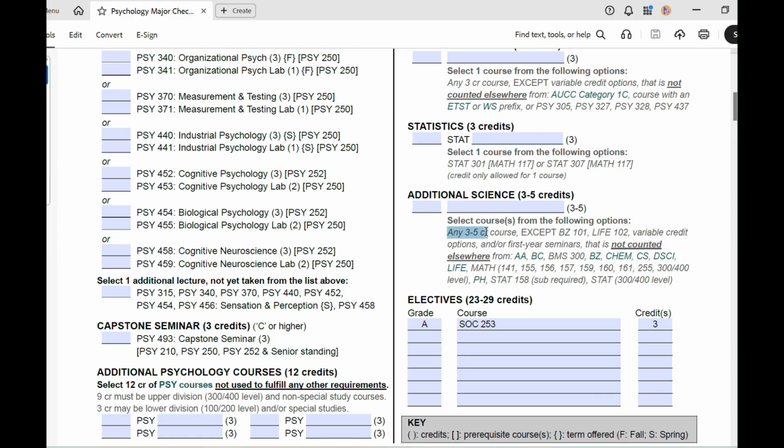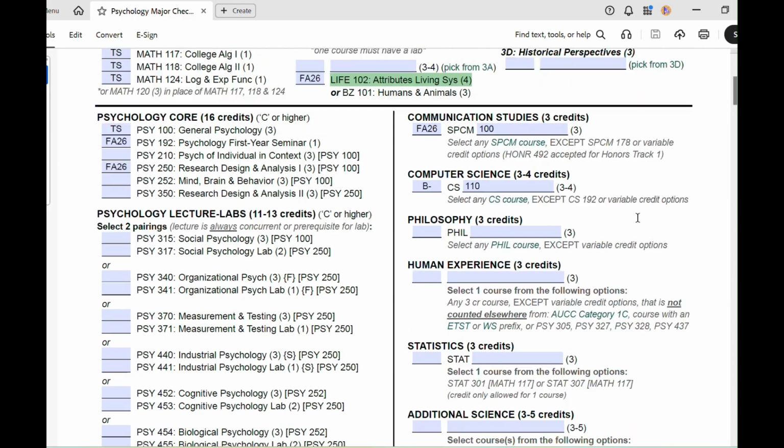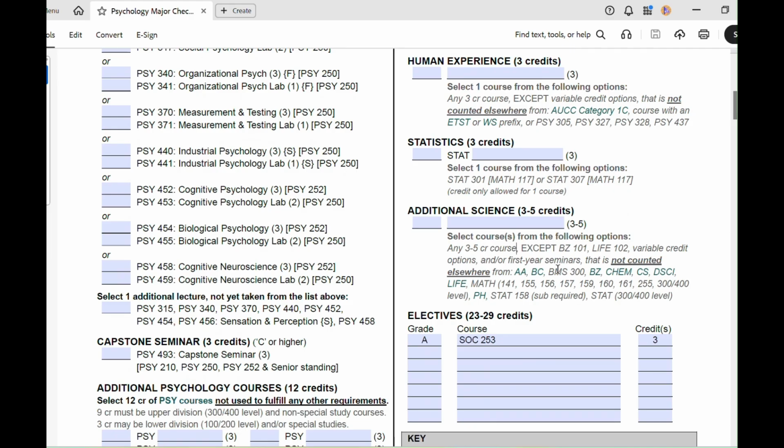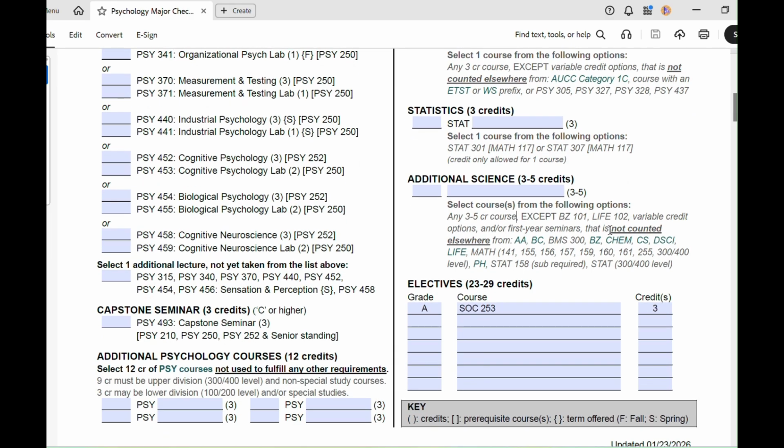It can be any 3 to 5 credit course. Please note for this category, it cannot be BZ 101 or Life 102. You must take either one of those in the AUCC category. It cannot be counted elsewhere either. So again, this must be a unique course in this area.